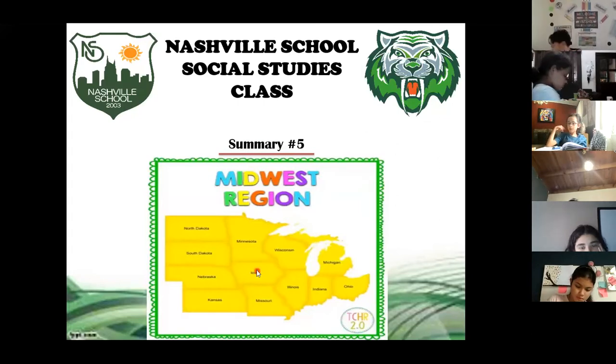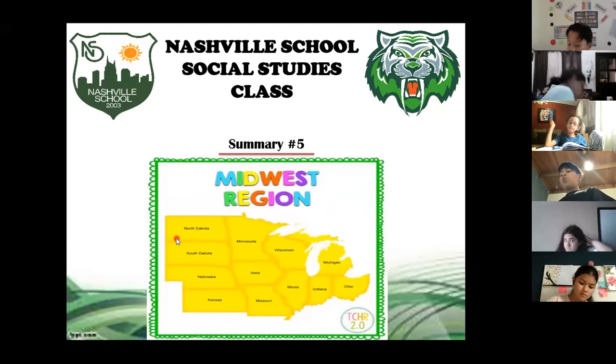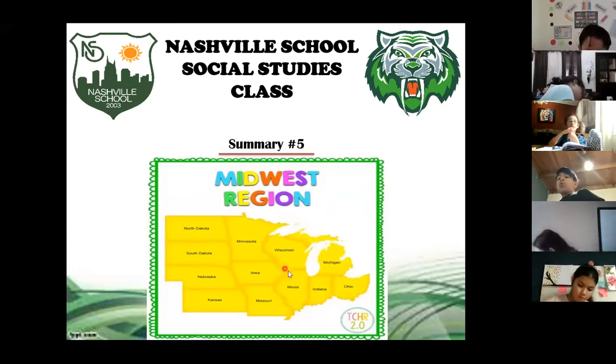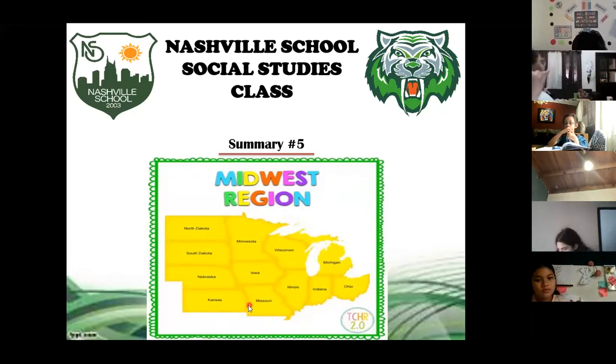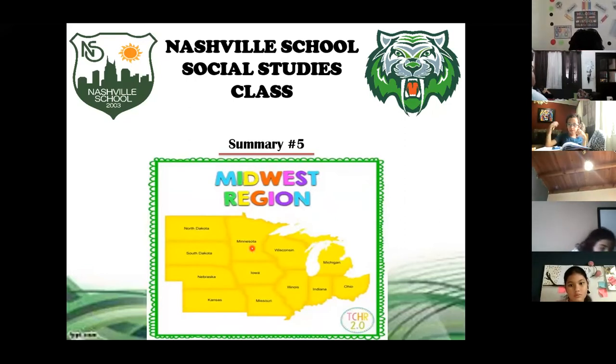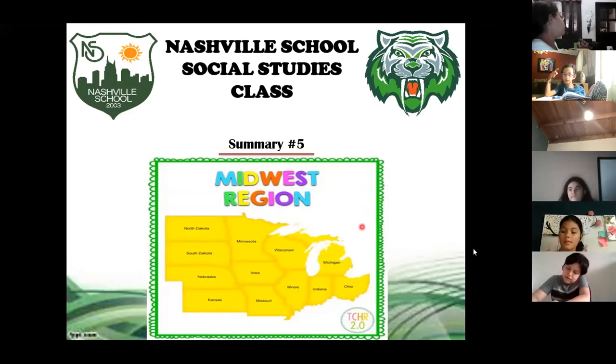You don't have to draw this, do not draw. But this is an example of the map of the states. Yes, write the topic. Now, here we have the states that make up the Midwest region. We have North Dakota, South Dakota, Nebraska, Kansas, Missouri, Iowa, Wisconsin, Illinois, Indiana, Michigan, Ohio, and Minnesota. All these states form the Midwest region. Twelve states make the Midwest region.